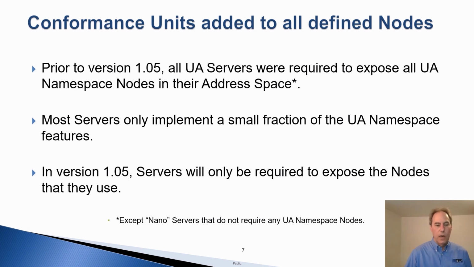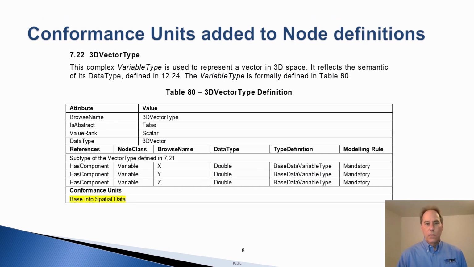So in 105, we have this ability to subset the nodes in the address space to be a subset of those that are in the node set file, based on the actual functionality that is included in your server. We've added this feature by including a new heading in a new row in each of the node definition tables in all of our specifications to indicate the exact conformance unit that will test the functionality of having that particular node in the address space.